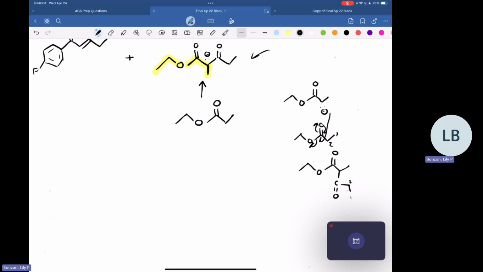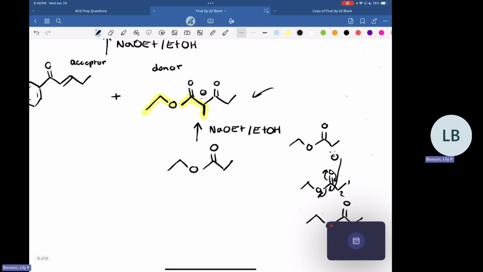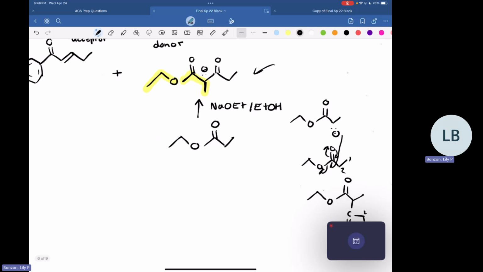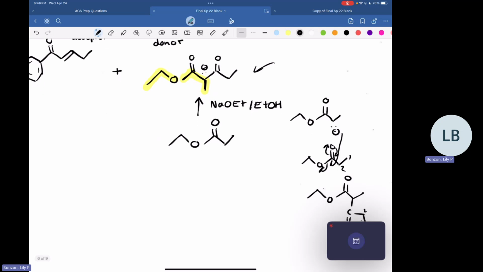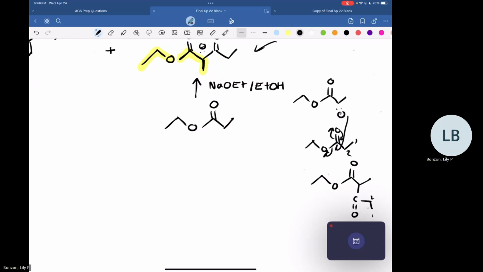So this one's just going to be a Claisen with itself. So that makes it a little bit easier on us. We only have to draw one of these. And then you're just going to do your NaOEt, EtOH over the arrow. And then you're going to be good. Okay. And you don't have to do 2 equivalents or anything like that. This will be fine. Just the NaOEt, EtOH. If you want, you could put 2, but I don't think you would get points off if you didn't.